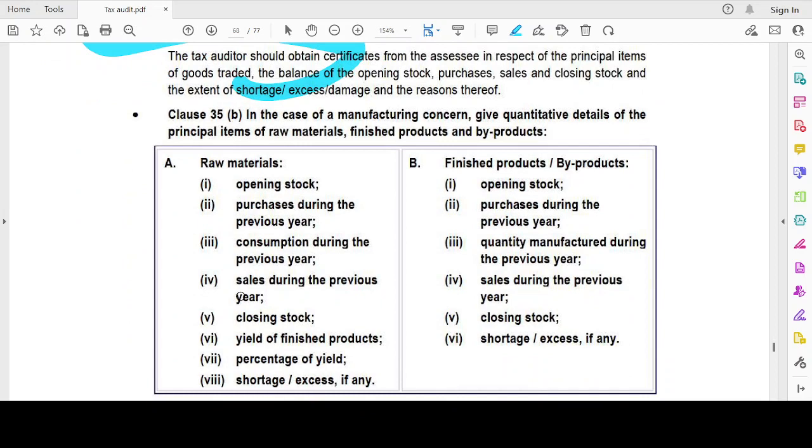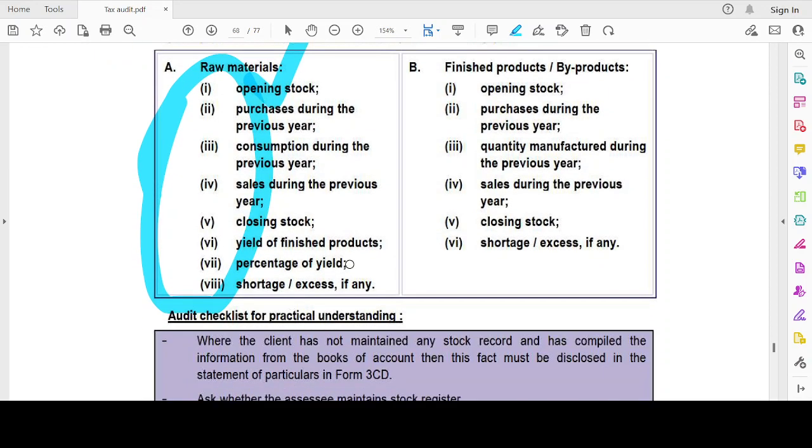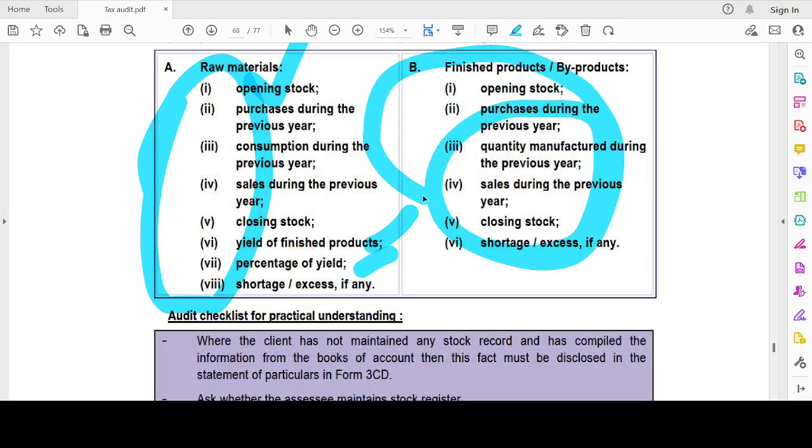Now, in case of a manufacturing concern, I have to give details of raw materials, all these details, including, which is different here, yield, percentage of yield, and the shortage or excess. If it is a finished product, same. Quantity manufactured.